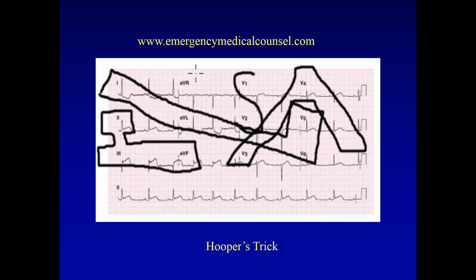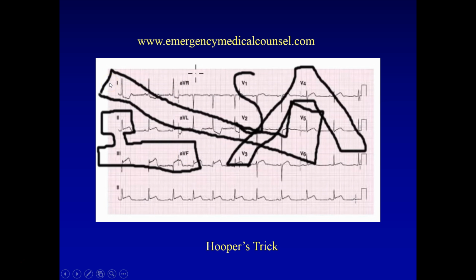Okay, here's a neat trick. It's called Hooper's trick. If you draw an eye around leads 2, 3, and AVF, see how this makes an eye? These 3 leads look at the inferior portion of the heart, the inferior wall. So if you have ST elevation in lead 2, lead 3, or AVF, it's an inferior wall MI.